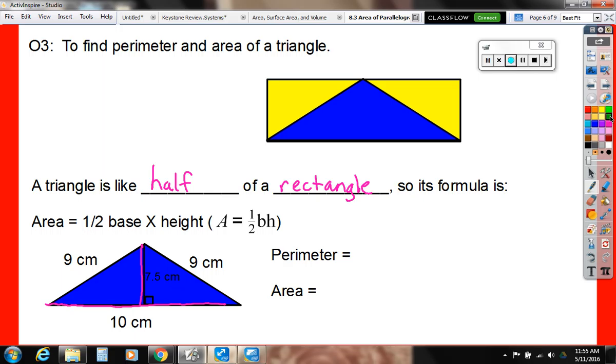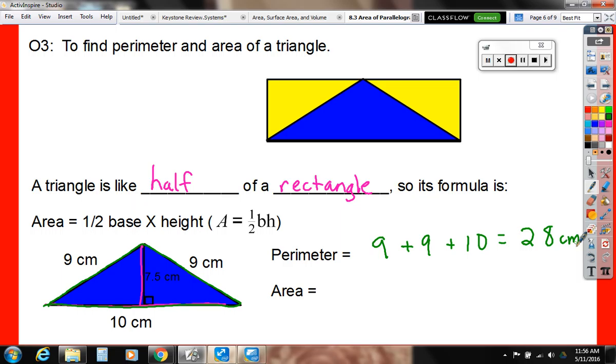Okay, when I'm finding perimeter, I'm going to find the distance around the triangle. So what am I going to add up? Maya, what am I going to add up? You are going to add up 9 plus 9 plus 10 plus 10. Good. And what am I going to get? 28. Good. 28 centimeters.